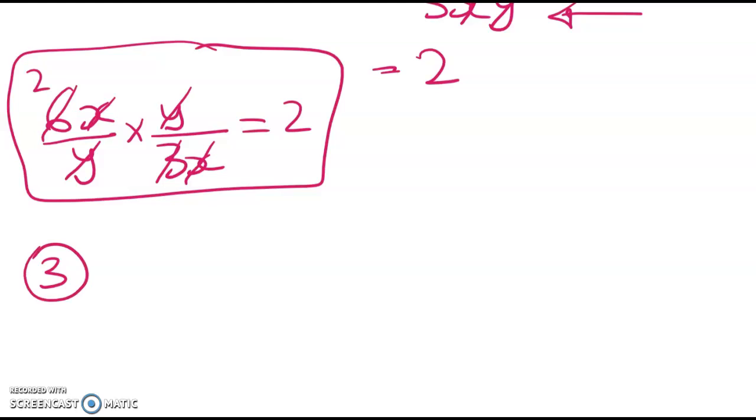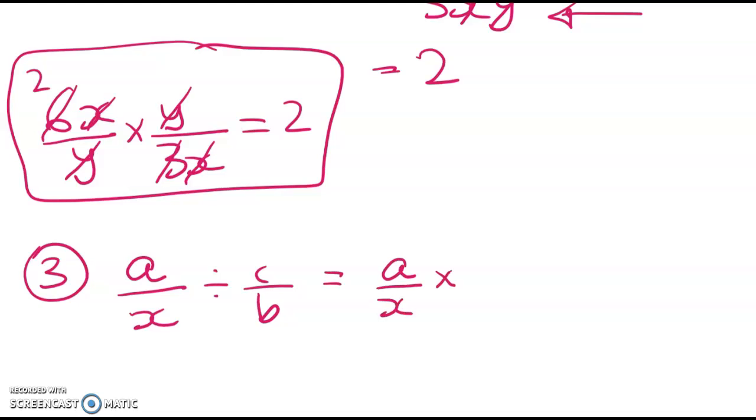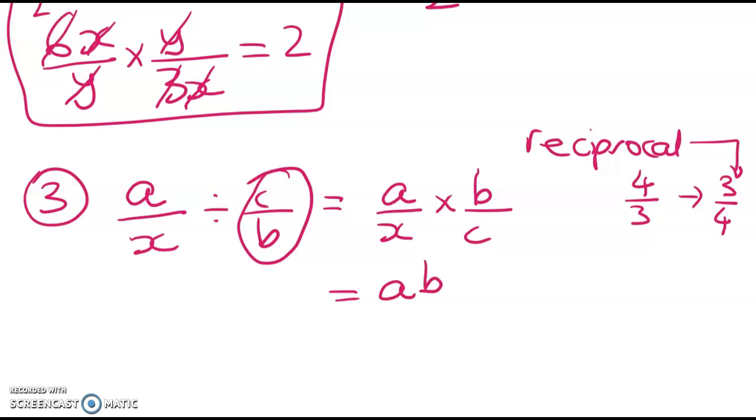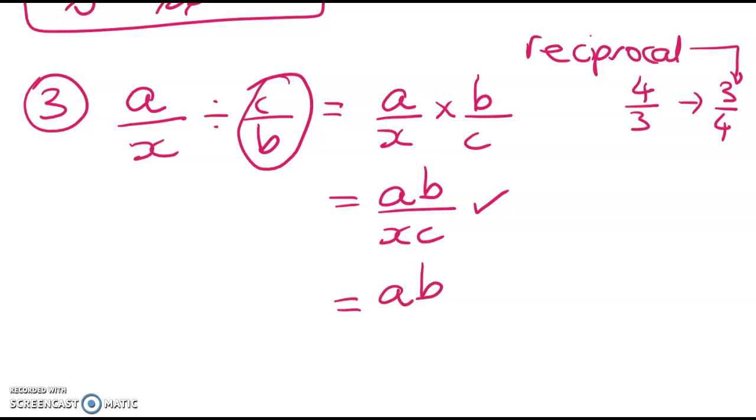Okay, on to number 3, where we've just got lots of different variables, no coefficients. So we've got a over x times the reciprocal of this, which is b over c. The reciprocal, meaning if I've got 4 over 3, 3 over 4 is the reciprocal. So here, what have I got? Well, I've got AB times XC. Now that's fine. I would rather write it alphabetically, so I'd write AB over CX, but they're both okay.